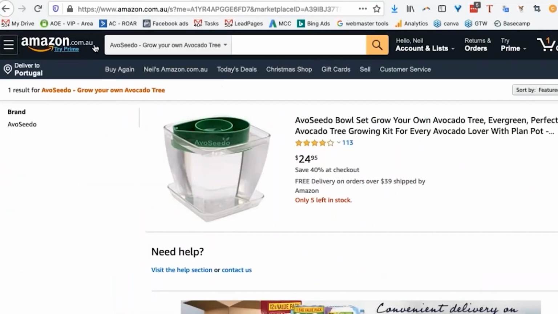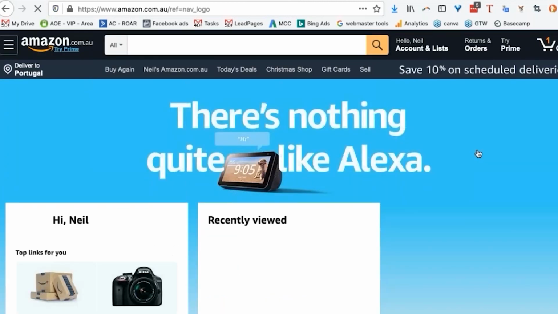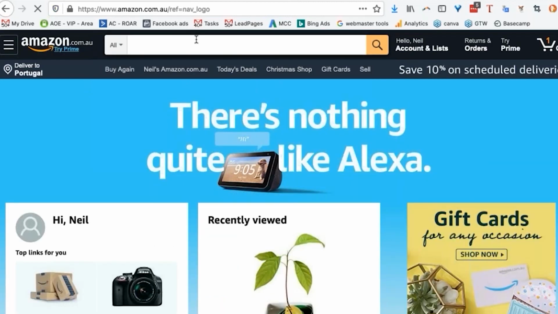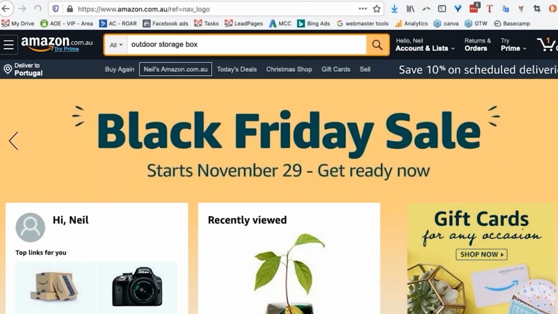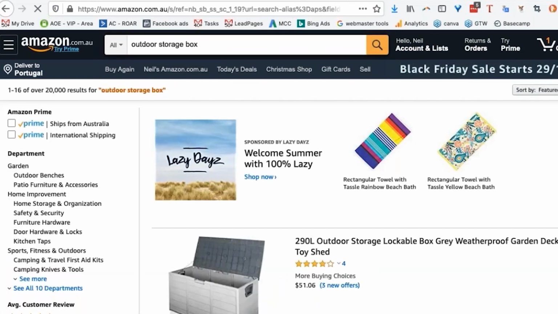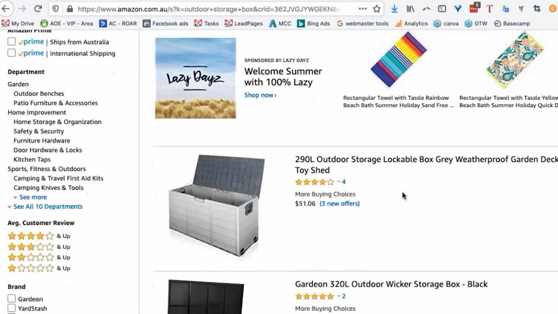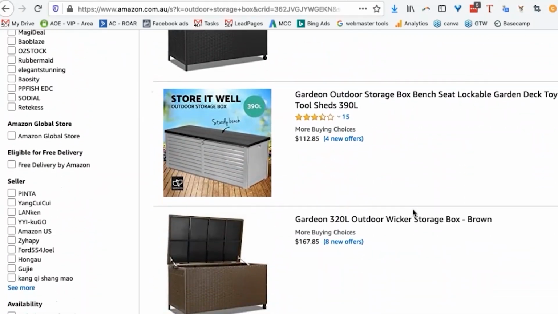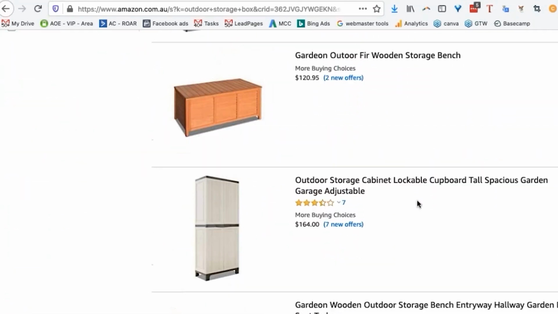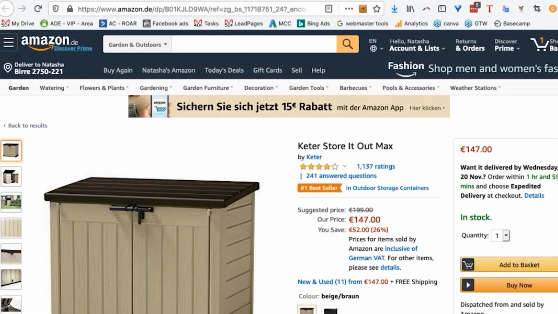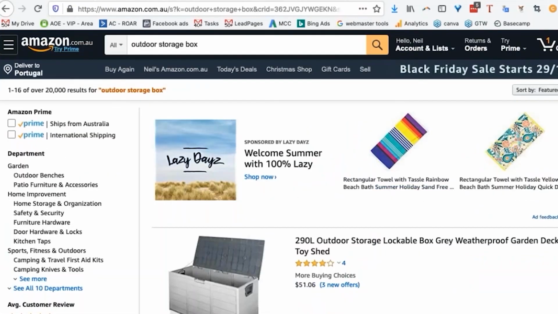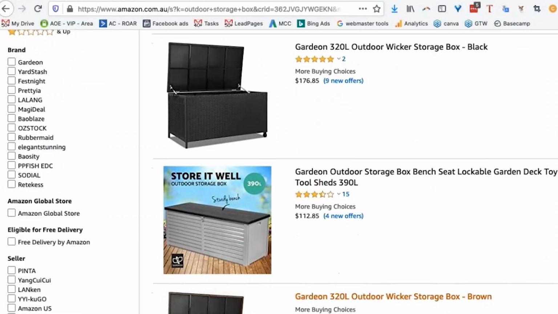Where's my Amazon Australia? Outdoor, tool, storage. Oh, it's because I spelt it wrong. Oh, that's why. I'm an idiot. All right. Outdoor sheds. Here we go. Look at that. I'm just flabbergasted in general.